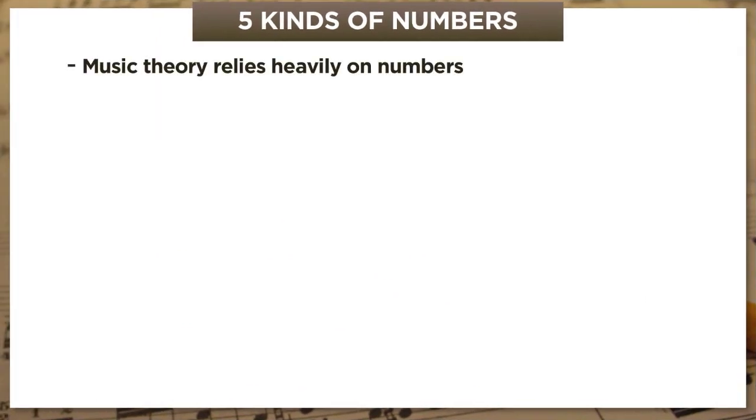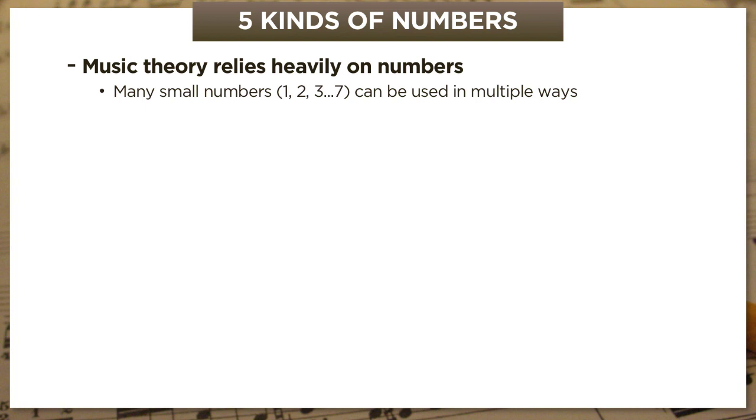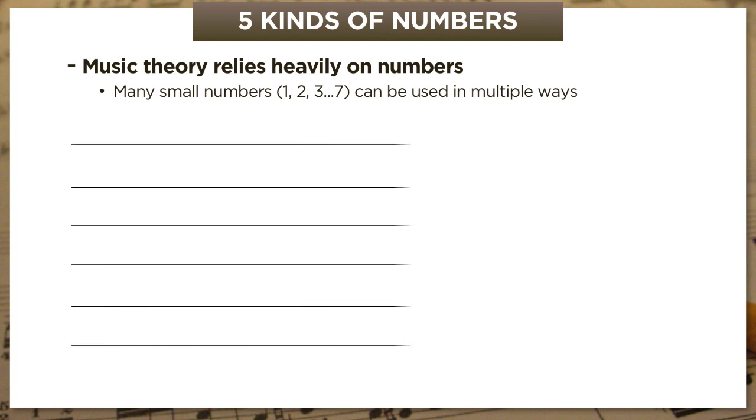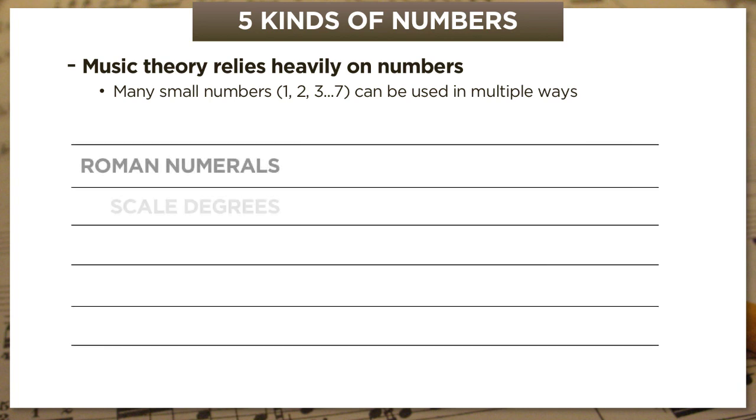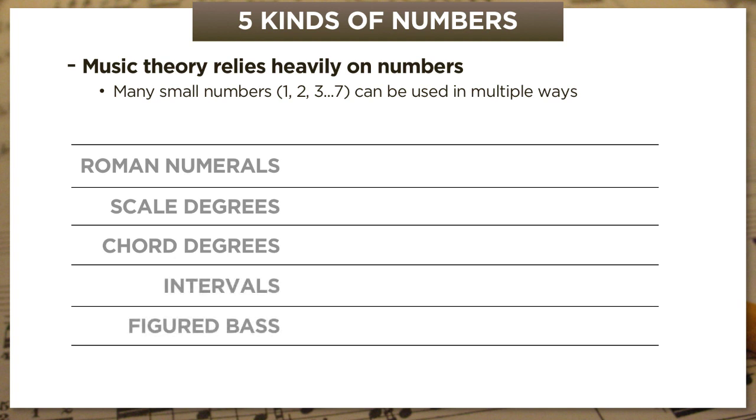Now, I'm sure you've noticed that music theory relies heavily on numbers, and also that small numbers, particularly the numbers from 1 to 7, can be used in multiple ways. We're going to talk about 5 such uses here: Roman numerals, scale degrees, chord degrees, intervals, and figured bass. Each of these is a way we've used numbers in our music theory studies so far, and what they all have in common is that they serve to describe some kind of relationship. But we need to be very, very clear on exactly what relationships those are. So let's lay them all out first and then look at each of them in a bit more detail.